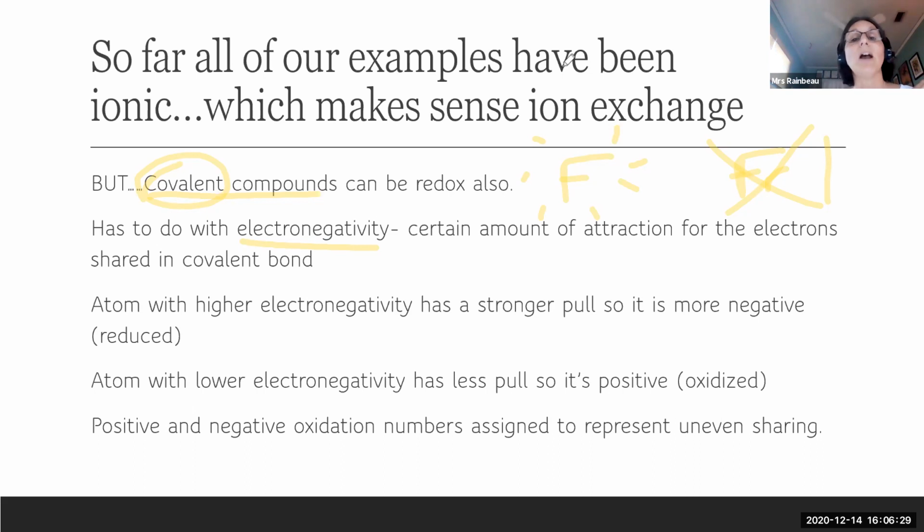So what you're going to do is, when you have a covalent compound and you want to figure out the oxidation or reduction of it, the atom with the higher electronegativity has a stronger pull. So electrons want to be around the more attractive elements, and they pull the electrons around them more. So they tend to be more negative, which is reduced. The atoms that have a lower electronegativity have less of a pull, so they're positive, so they're considered the oxidized end. So that's how we assign oxidation numbers and look at redox reactions in terms of covalent bonds.